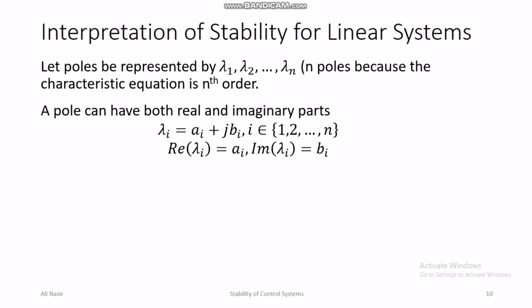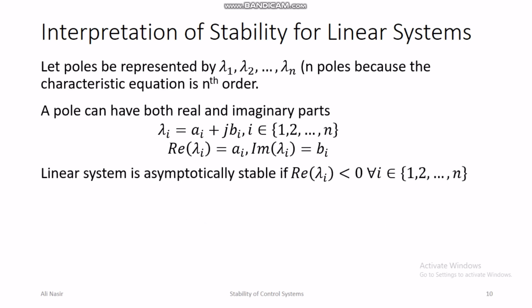If the pole is a complex conjugate pair, then a complex pole will have two parts, a real part and an imaginary part. So if you write a complex pole as a plus j times b, then a will be the real part and b will be the imaginary part. So here I have written lambda i equals a_i plus j times b_i, where i could be 1, 2, 3, and so on up to n. If i is 1, this is lambda 1, if i is 2, this is lambda 2, and so on. So there are n poles, so there are n lambdas.